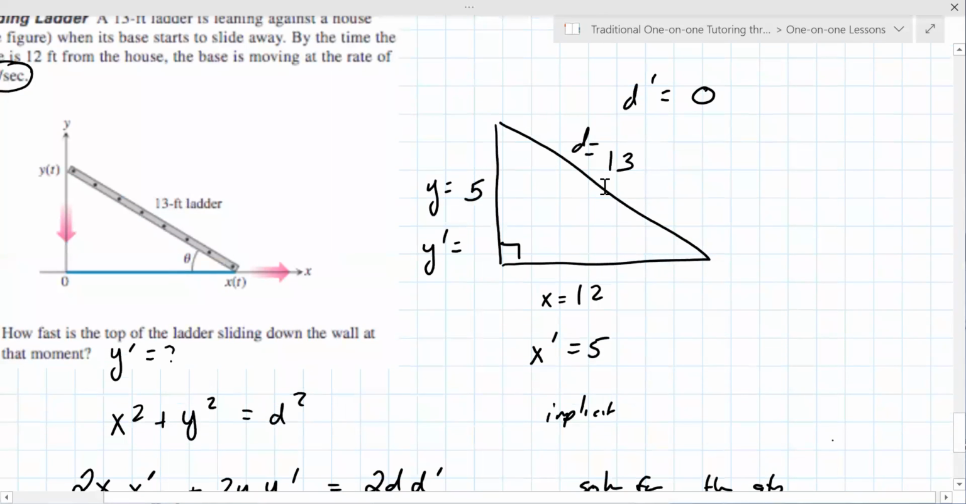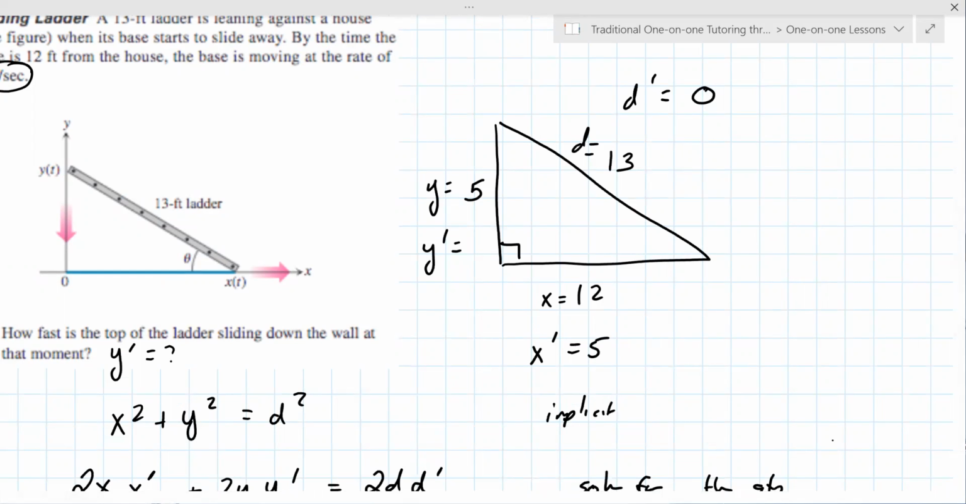Now, does this make sense in the context of the problem? It's negative because it's sliding down, so it's decreasing. If you had gotten positive, that would be incorrect. But sometimes they don't tell you which way it's moving, so you have to just go with whatever sign it is, and hopefully you did all the signs right in the context of the problem.